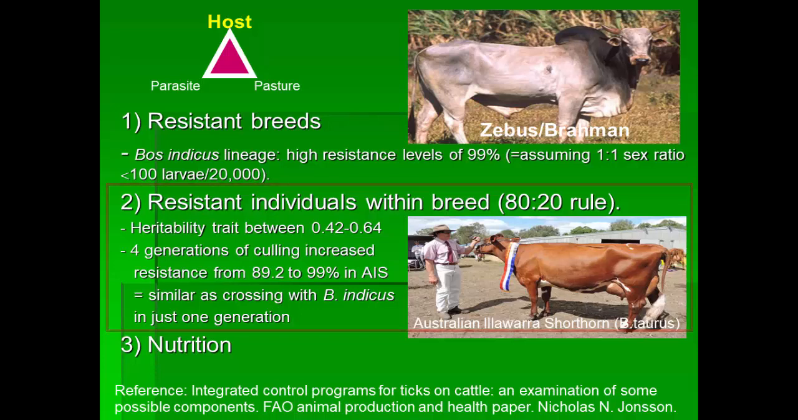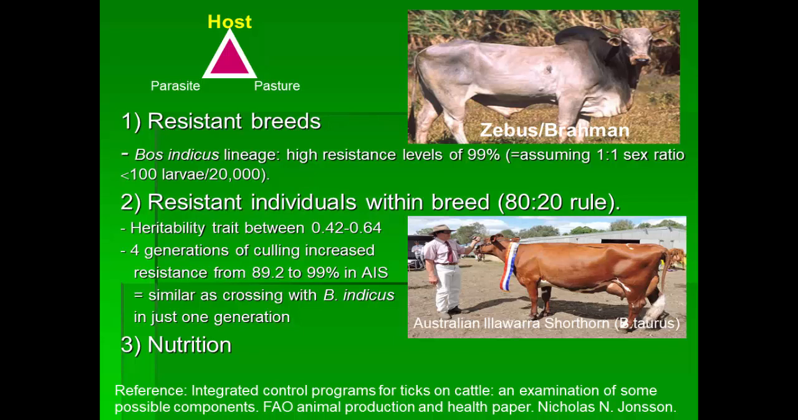Another alternative is to select animals within its own breed that harbor the least number of ticks. And there is a really neat study done on a susceptible breed called the Australian Illawarra Shorthorn, which is shown here on the lower photograph, in which they were basically culling animals with ticks and keeping those that were least infested. And within a matter of 4 generations, that resistance in that farm went from 89.2% to 99%. They basically achieved the same resistance as if they had crossed one of those susceptible cows with a pure Zebu stud bull in just 1 generation. And you can read more about these studies in the reference that I'm providing here below.